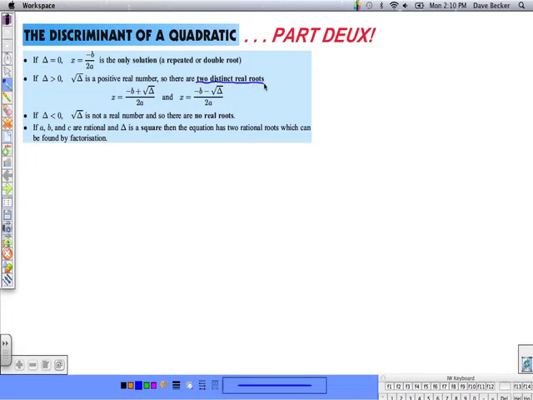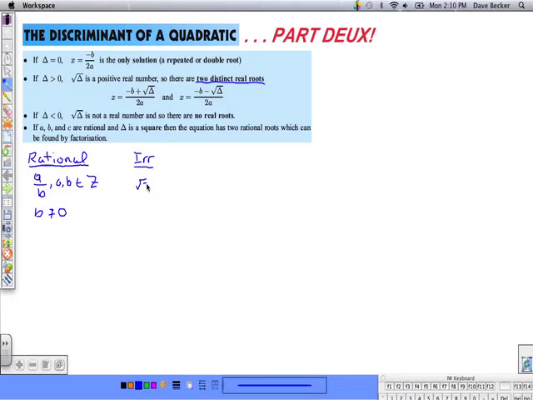Two distinct real roots if delta is greater than 0. First of all, remember our real number system is made up of the rational numbers and the irrational numbers. Rational numbers can be written in the form of A over B, A and B elements of the integers, and of course B not equal to 0. What that boils down to is any rational number you can write as a fraction using integers. Irrationals you can't.